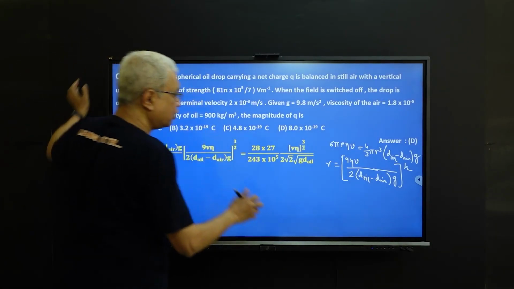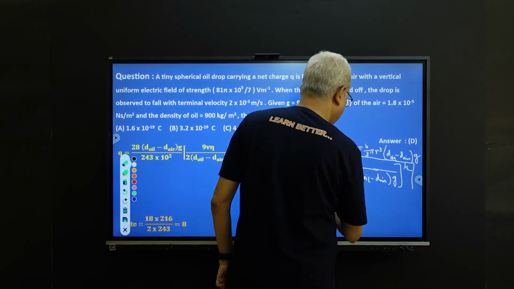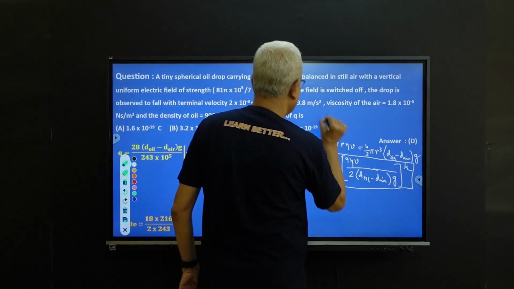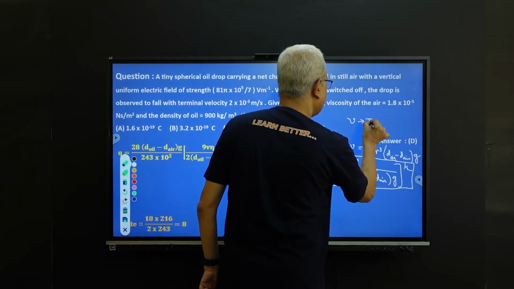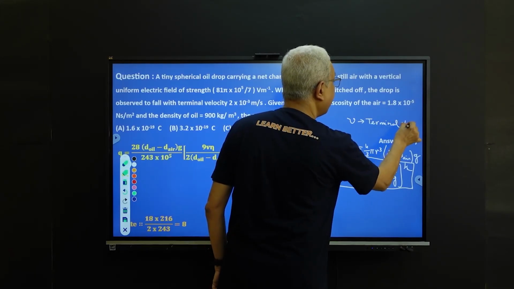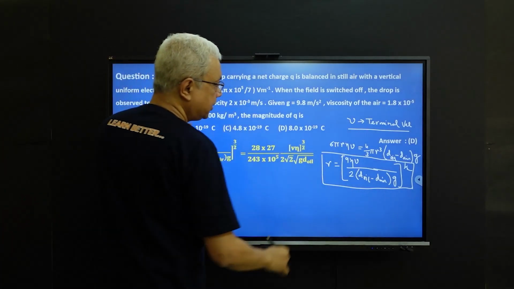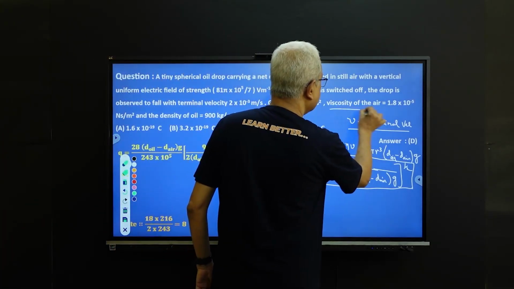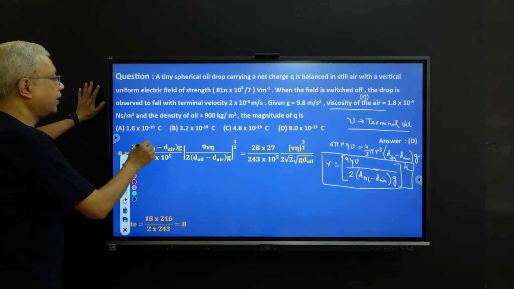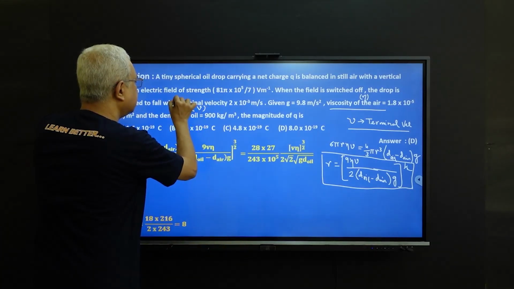So this expression we have found. Here v is the terminal velocity, and this is the expression. Eta is the viscosity, this is eta, and the terminal velocity is v.